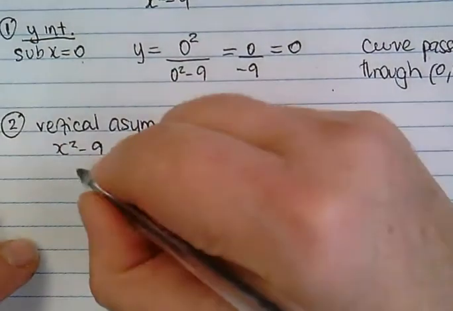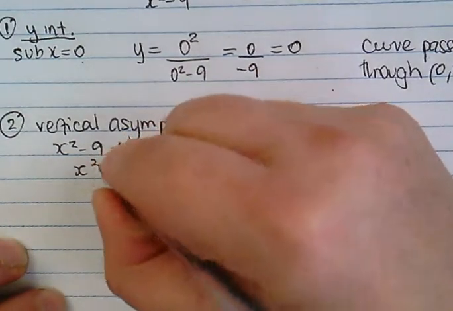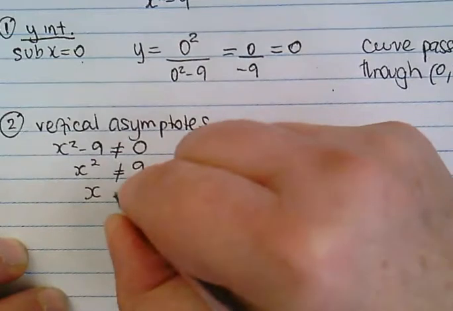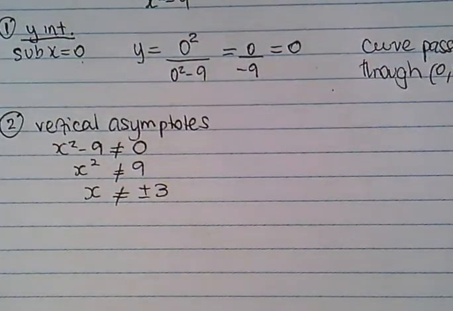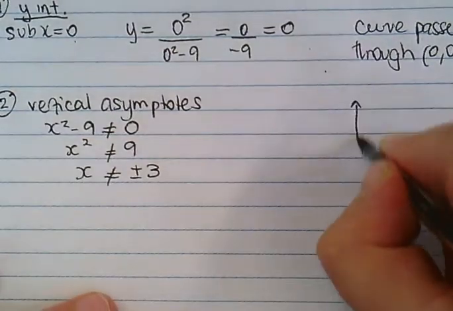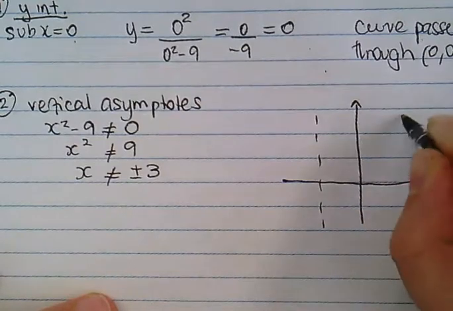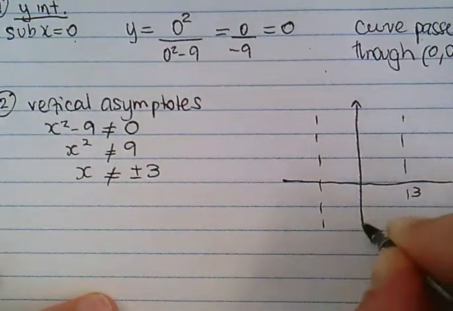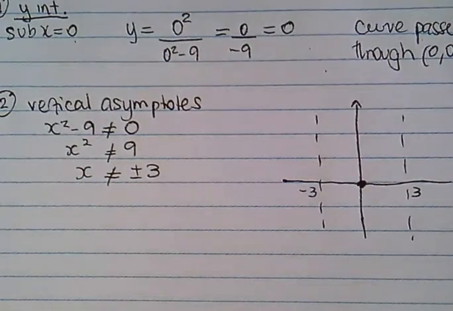What are you going to do here? You can factorize, or you can put x squared is 9. But if x squared can't equal 9, you must then say that x cannot equal plus or minus 3. So we've got 2 vertical asymptotes, one at negative 3, one at positive 3. I'm going to start sketching just over here, but not the proper sketch. This is what I've got so far: 3, negative 3.